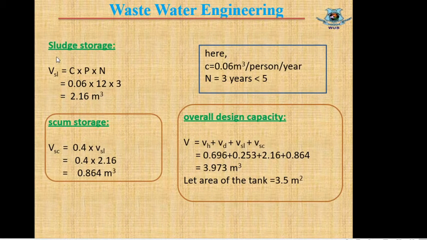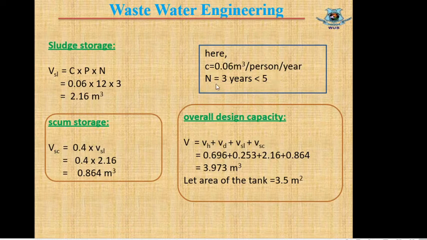Now we need to calculate sludge digestion storage, that means volume for sludge storage. This can be calculated using this equation: VSL equal to C into P into N. Here C is the sludge accumulation rate, equal to 0.06 meter cube per person per year.